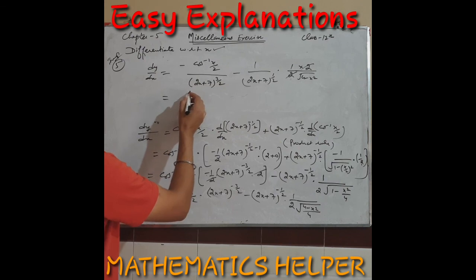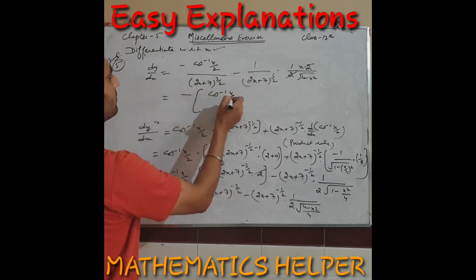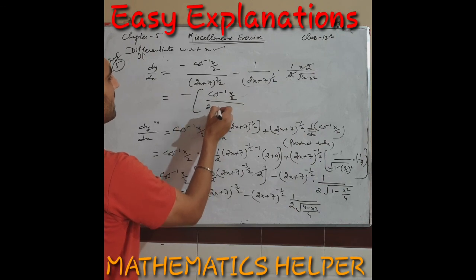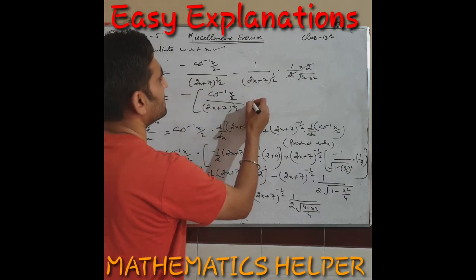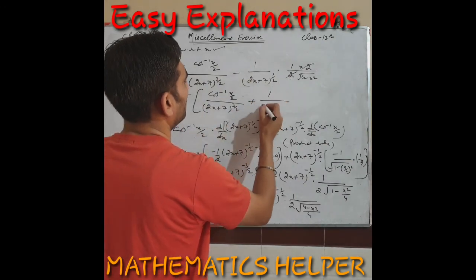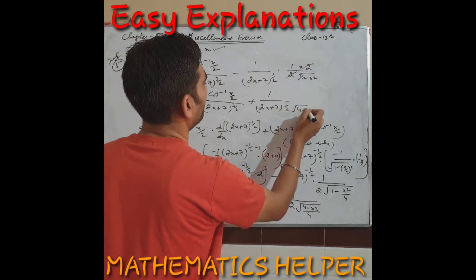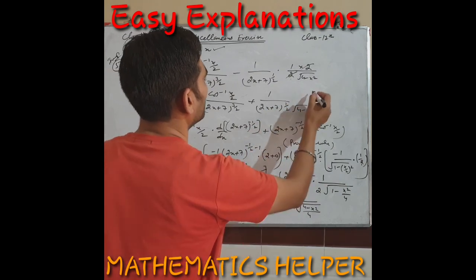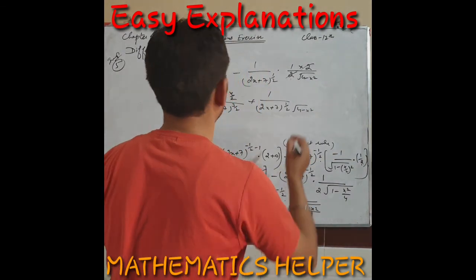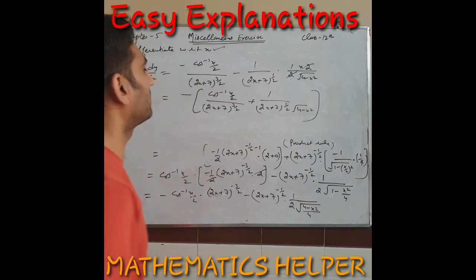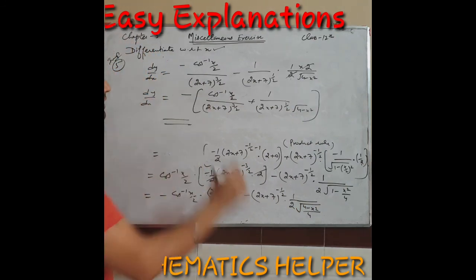Here you have minus common cos inverse x over 2, 2x plus 7 raised to power 3 over 2 in the denominator. Then minus, I have taken out the plus sign. So you have 1 over 2x plus 7 raised to power 1 over 2 and square root of 4 minus x square. So you have this calculation for this question number 5. You can mark the answer in this way for the derivative. So this was our final answer of the 5th question.